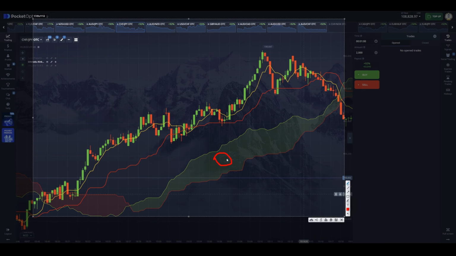The cloud tells us that we should open buy trades. So, our entry points will be between these two lines. Accordingly, the outer boundary here is also red. That will be a super safe entry point, and somewhere in the middle is relatively safe.